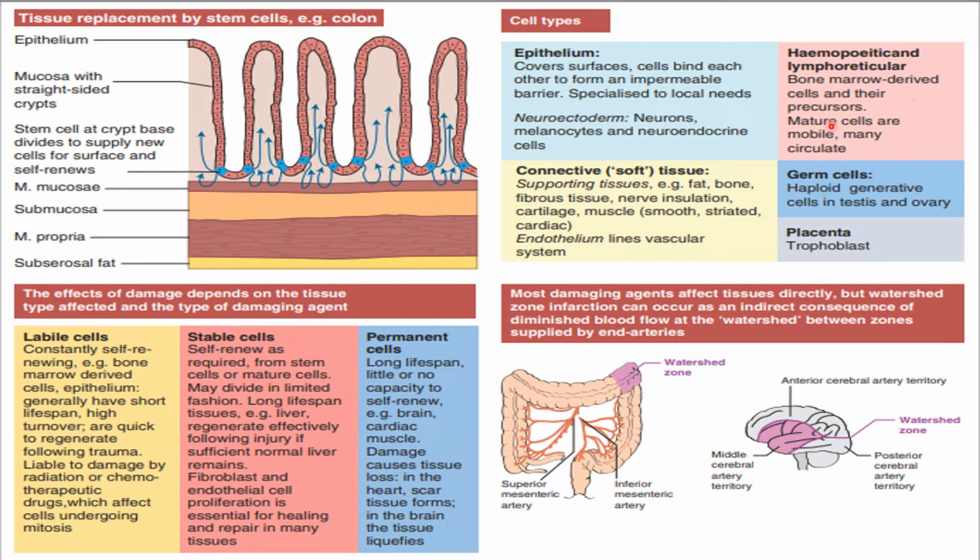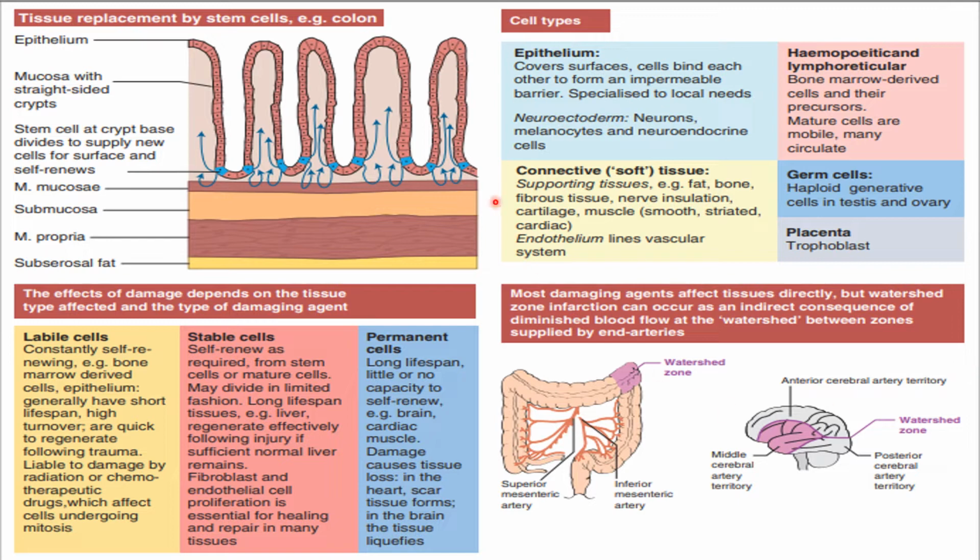Haemopoietic and lymphoreticular cells are the bone marrow derived cells and they are precursors. Mature cells are mobile and many are able to circulate.